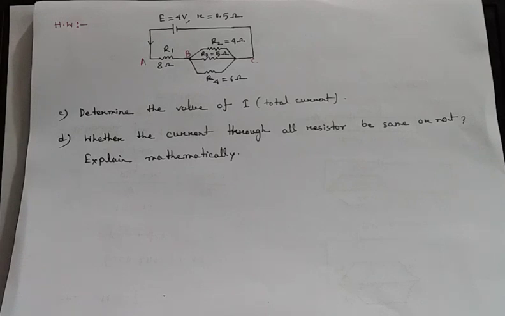So what are the questions? First of all, determine the value of the total current of this circuit, and then whether the current through all resistors is the same or not. Explain mathematically. This is a homework for you.